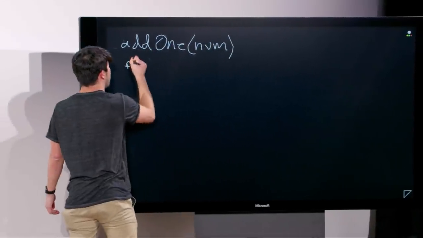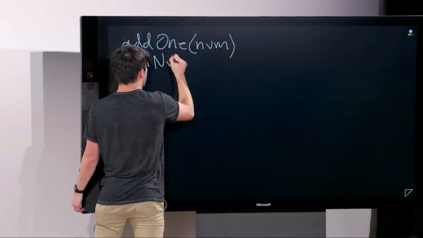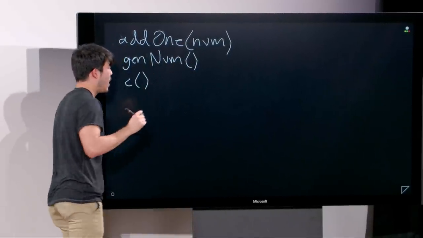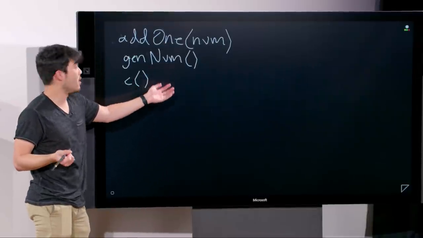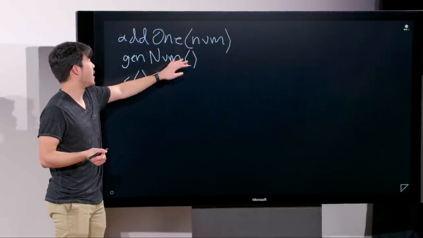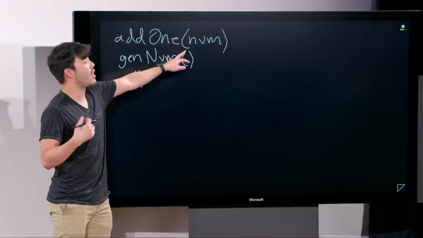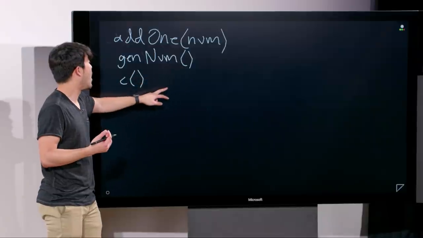We have a function called getNum, and we have a function called C. What C does is it gets two nums and adds them. And what getNum does is it gets the value of add1 of 10, and returns it.